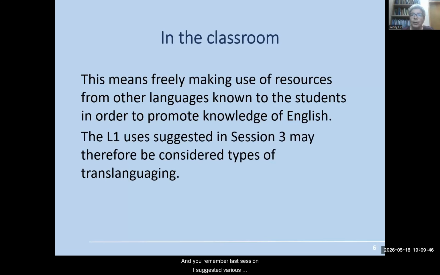And you remember last session I suggested various uses of Hebrew or Arabic in the English lesson. I even gave you an assignment to try and use some of them in class. I'd be interested to hear how it went. But these are all examples of what is called translanguaging.